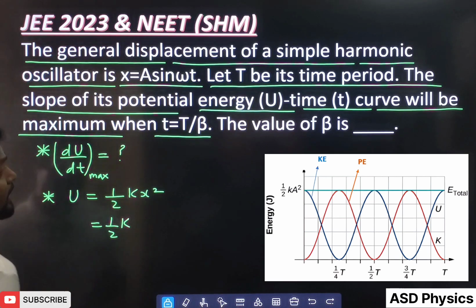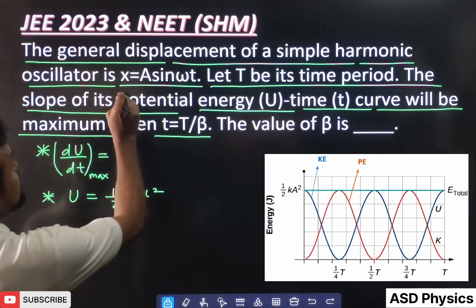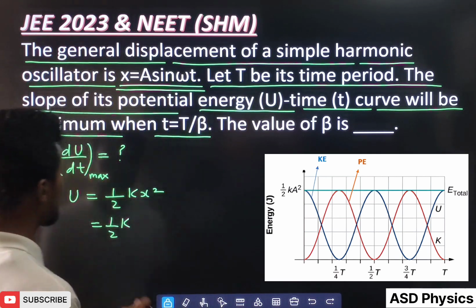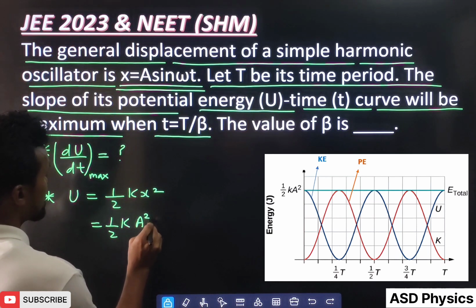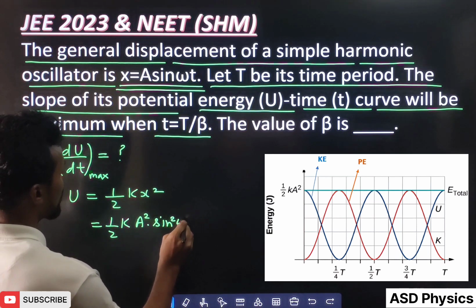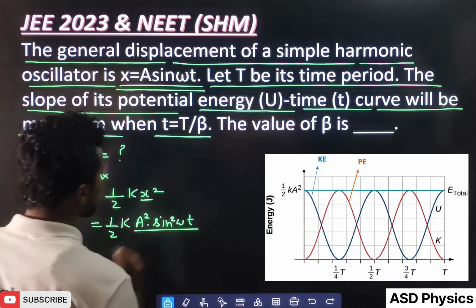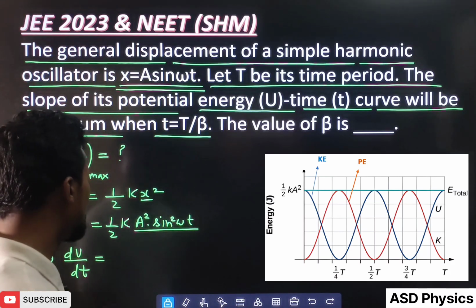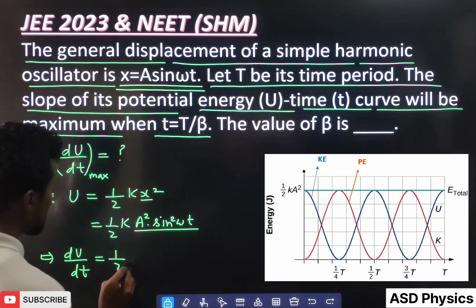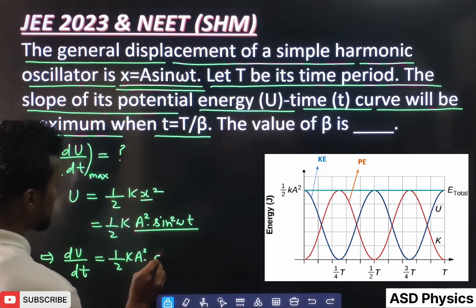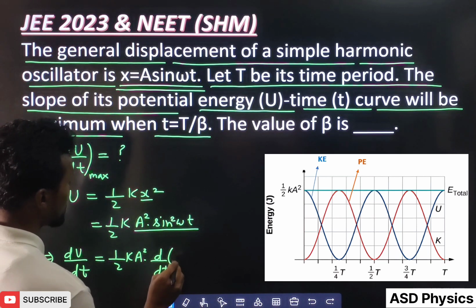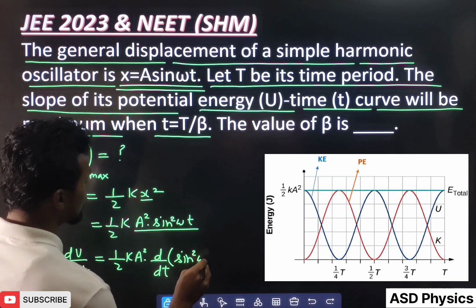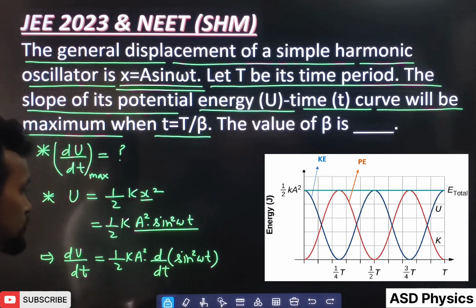Half k x square, and what is the value of x? You can see x is given by x equal to a sin omega t. So it becomes half k a square sin square omega t. Now we differentiate du by dt according to the question requirement. Half k a square is constant, and we have to differentiate sin square omega t. I hope this is very clear.